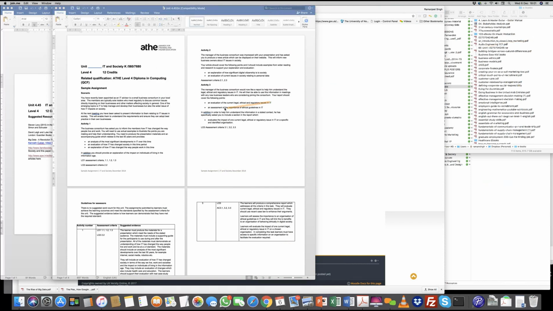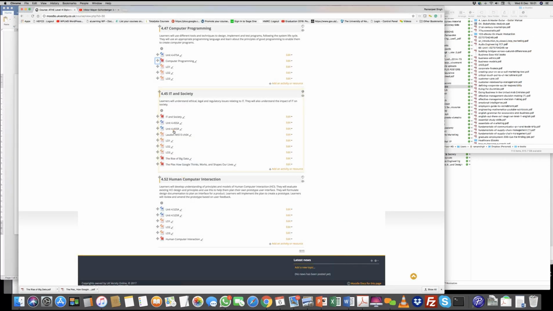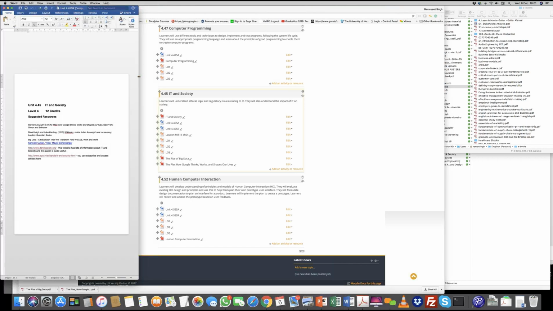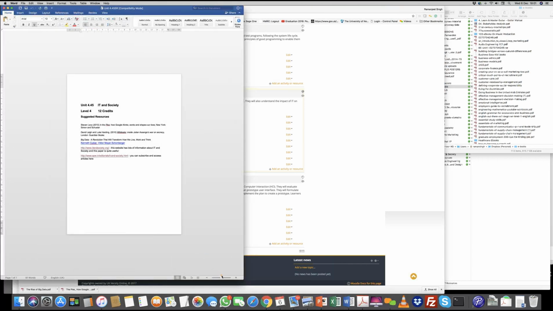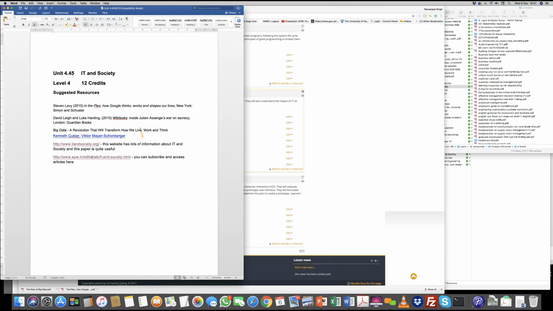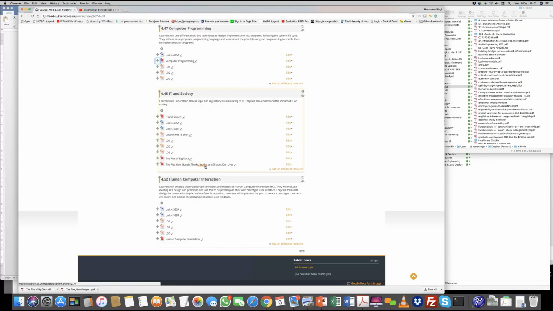And then the third file that you get to see on Moodle is a Word document again. It will be ending with SR, which is called suggested resources. This is a suggested resources list that ATHE provides. What we normally do is go out and buy at least 1 or 2 books which are made available to all the learners to be able to study and develop detailed concepts of this unit. In this case, there's a book called How Google Thinks, Works, and Shapes Our Life, written by Stephen Levy. That's the book that I've uploaded here that you can access.